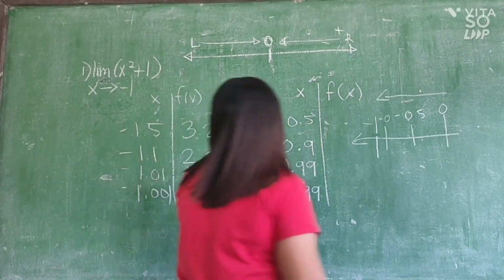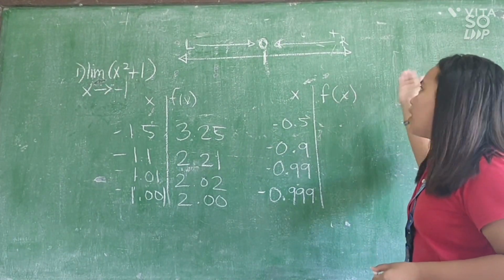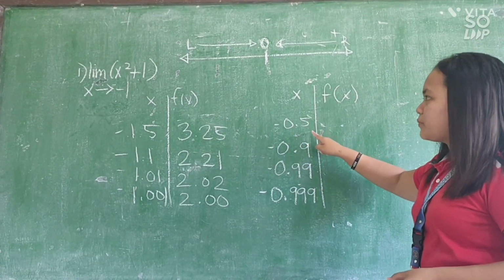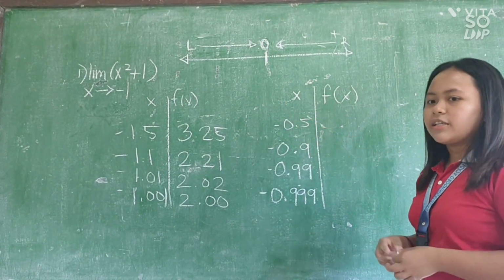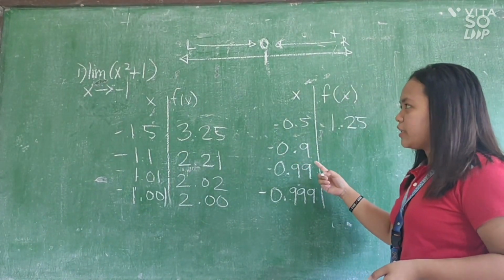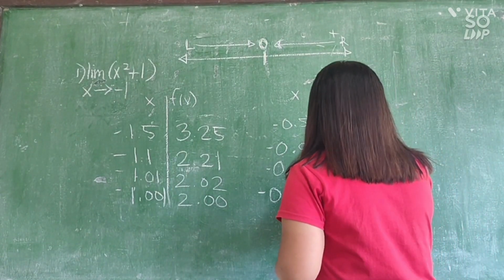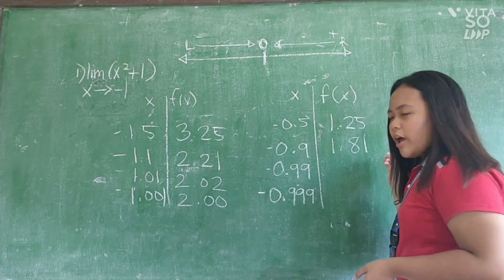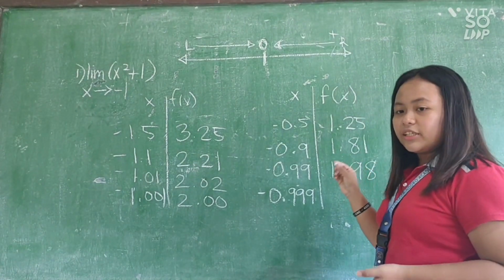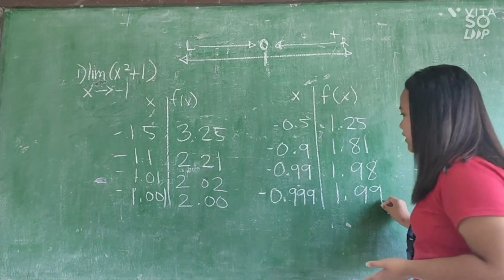So now, on the other side, we take the approach from the right. We substitute again: negative 0.5 squared plus 1 is 1.25, and negative 0.9 squared plus 1 is 1.81, and so on. Our next answer is 1.98, and our next is 1.998, or 1.99, since we also use two decimal places.